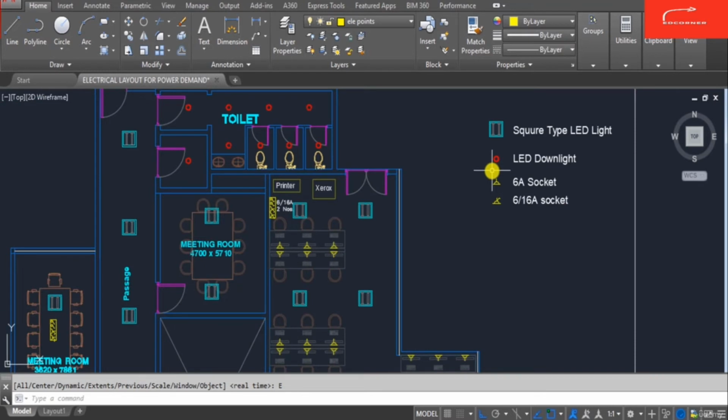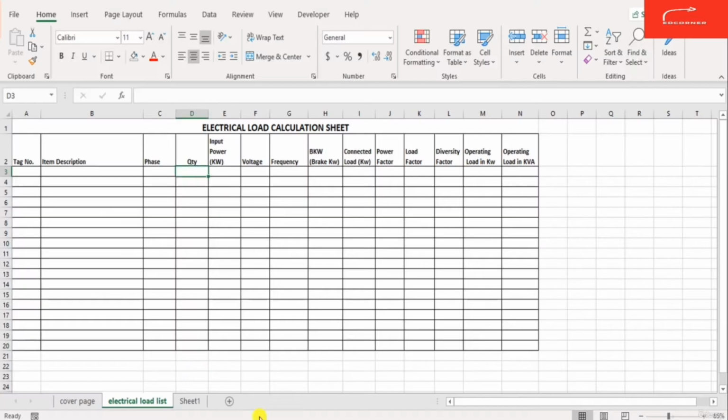So what is the typical watt required for an LED downlight? I will mention it in the item description and then multiply it by quantity. So automatically the input power in kilowatt, or the break load, will come. That is why the quantity column is important, and input power in kilowatt is also important.